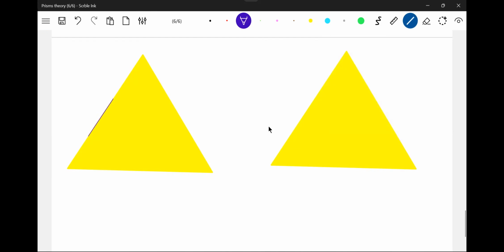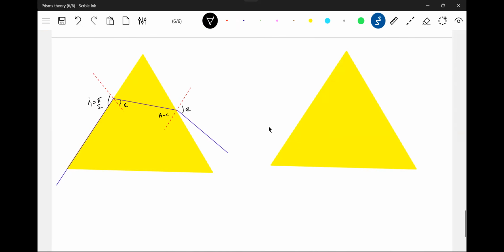For grazing incidence, I1 is 90 degrees, this is critical angle A minus C, this is the emergent angle, and the deviation is maximum. Okay, fine. I'll show this arrow like this.